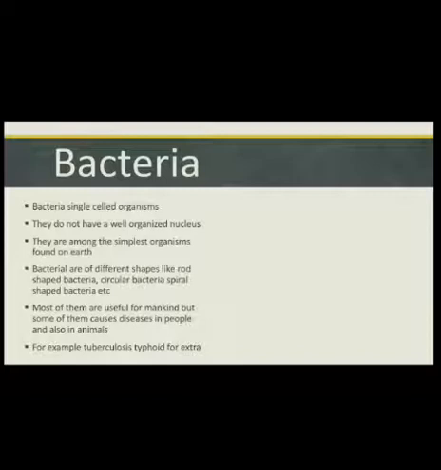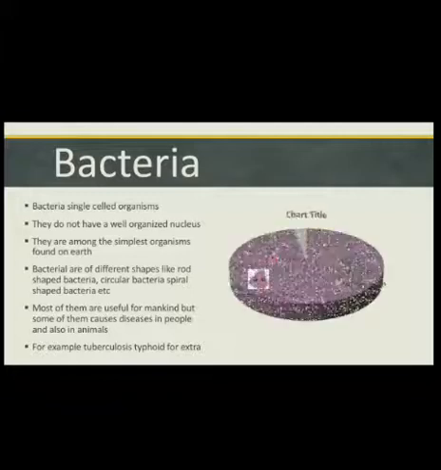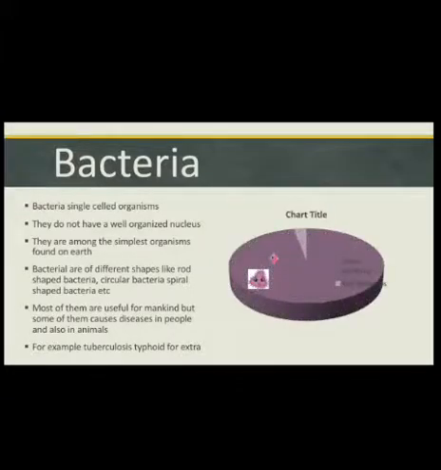Bacteria are single-celled organisms. They do not have a well-organized nucleus. They are among the simplest organisms found on Earth. Bacteria are of different shapes like rod-shaped bacteria, circular-shaped bacteria, spiral-shaped bacteria, etc. Most of them are useful for mankind, but some of them cause diseases in people and also in animals. For example, tuberculosis, typhoid, etc.